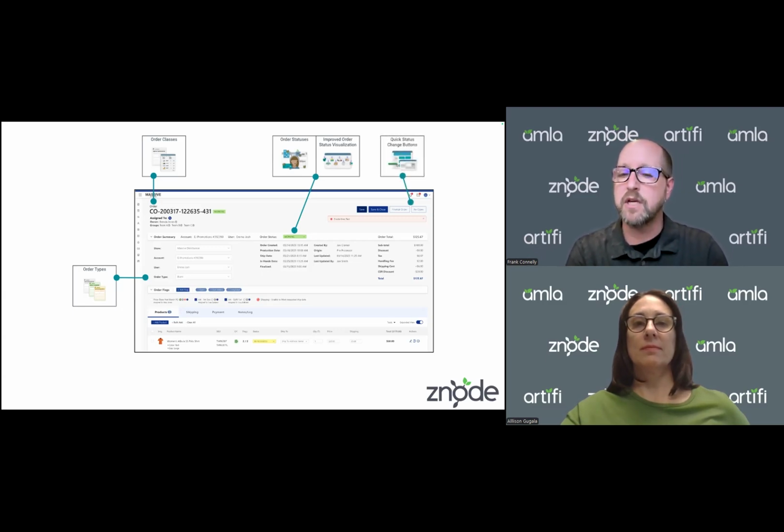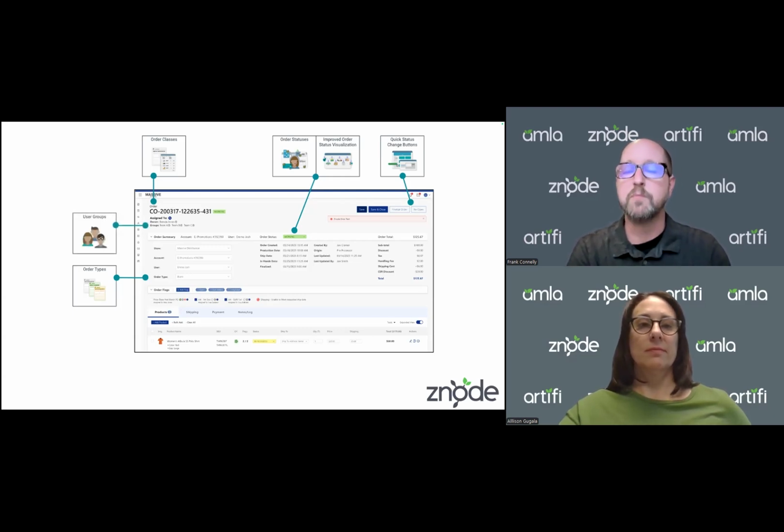Status buttons change, as I had mentioned before, where you can configure what those buttons say and do to help facilitate the workflow and whatever the next step of that order needs to be, just to make it easier for people to work through those orders. User groups and the specific owner of the particular order is displayed here. And remember, orders can be assigned to multiple groups as well.